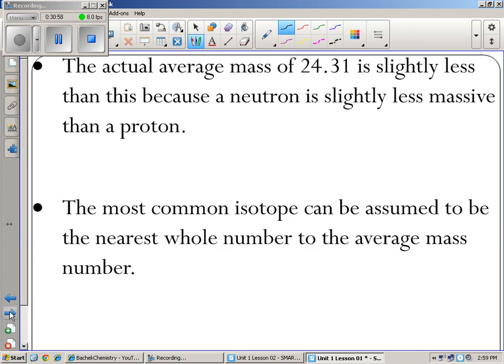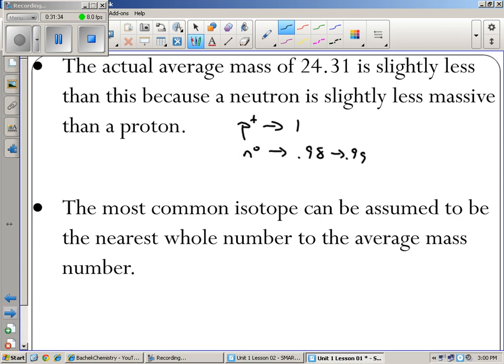The thing is we're assuming a proton and a neutron weigh the same, about 1 each, and that's not entirely true. If a proton weighs about 1, a neutron is a little bit less, has a little bit less weight to it. It's like 0.98, 0.99, somewhere in there. So when we're doing that calculation, we are assuming that the proton and neutron weigh the same.